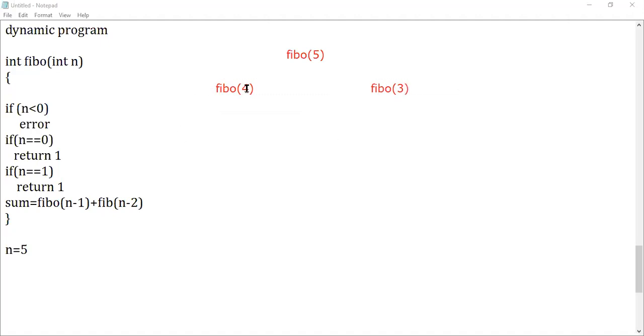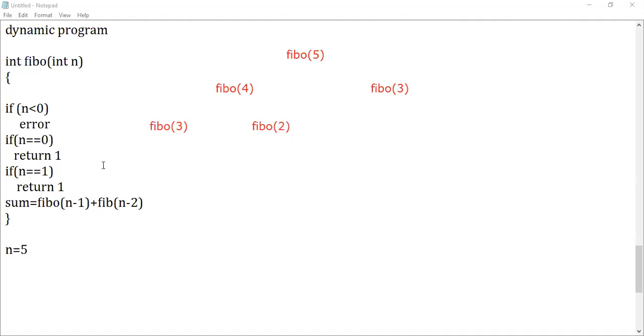Again, this Fibo of 4 will be called. We know what happens in case of recursion: the process will be called again and again. When Fibo of 4 is called, again it becomes Fibo of n minus 1, which is 3, and here it becomes Fibo of 2. What's happening here? It will become Fibo of 2.